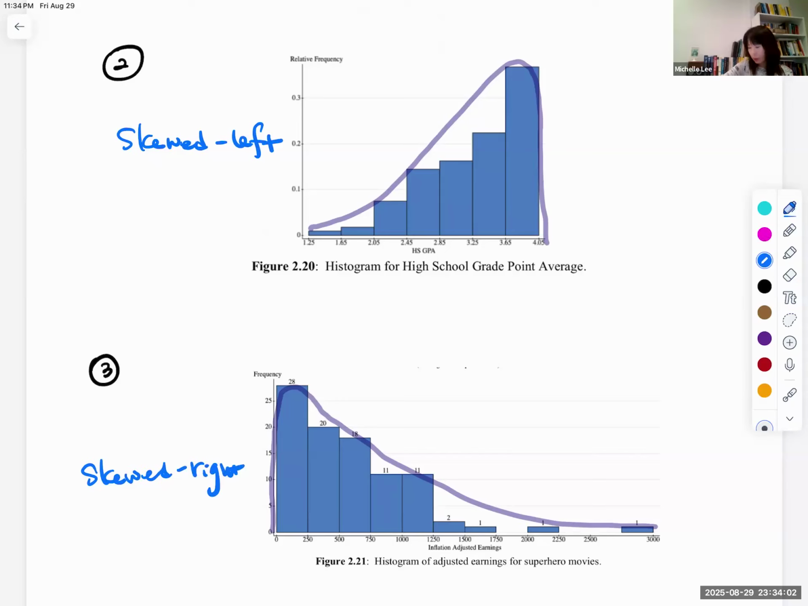Right skewed. Yeah, same thing. And then positive, this one, and then number 2 is negatively skewed, right? Good job.